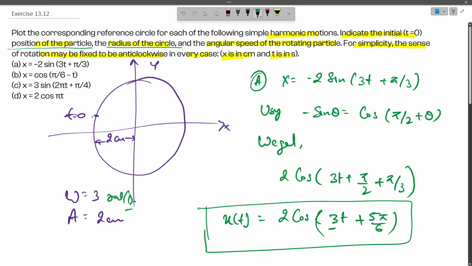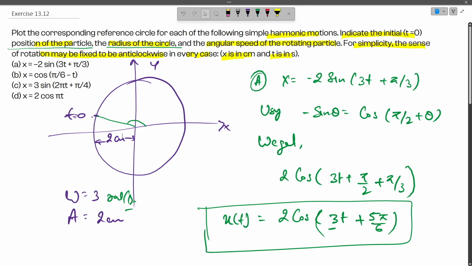Omega is 3 radians per second, and amplitude or the radius of the circle would be 2 centimeter, and the initial phase angle is 5 pi by 6, which is represented using this. And at time t equals to 0, the particle would be in the second quadrant, or it would be approaching minus x, or the negative maximum position in the x-axis.